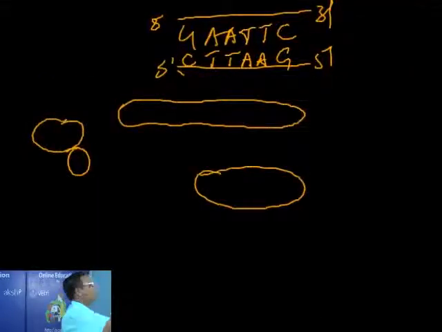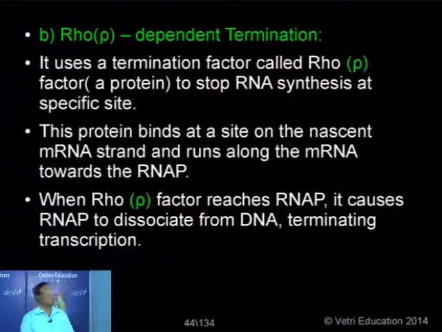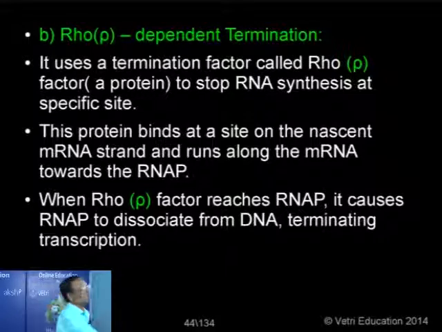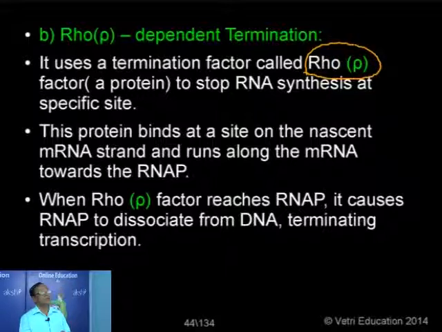Now the next one, rho dependent termination. So here this process uses a termination factor. That factor is not present within the DNA. It is a protein factor coming from outside. So that factor is called rho factor. So rho factor dependent termination utilizes a termination factor simply called the rho factor. That is unlike the sigma factor, the initiation factor. The rho factor is actually a termination factor.